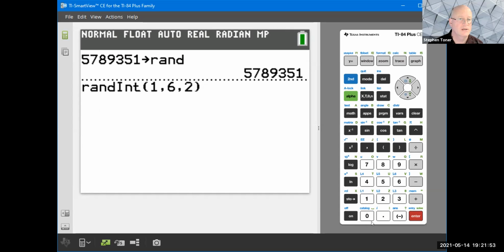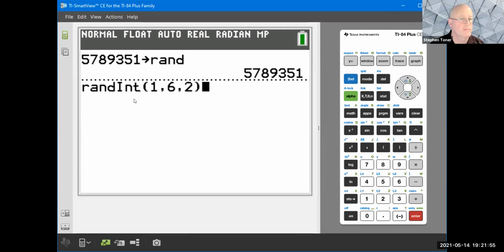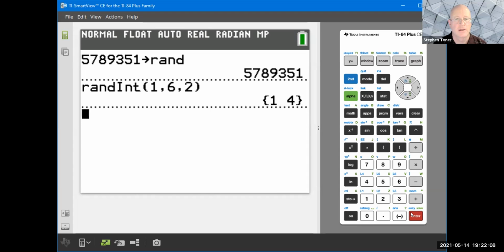What you're about to see on this screen is what you would be typing in. When you hit randInt, you get an open parenthesis, and you just say, I want my number to be from 1 to 6, and I want it to be rolled twice. When I hit enter, it just rolled 2 dice for me. I rolled a 1 and a 5. And what's nice is if I want to do it again, I don't have to go and find it in the menu again. I can just hit enter.